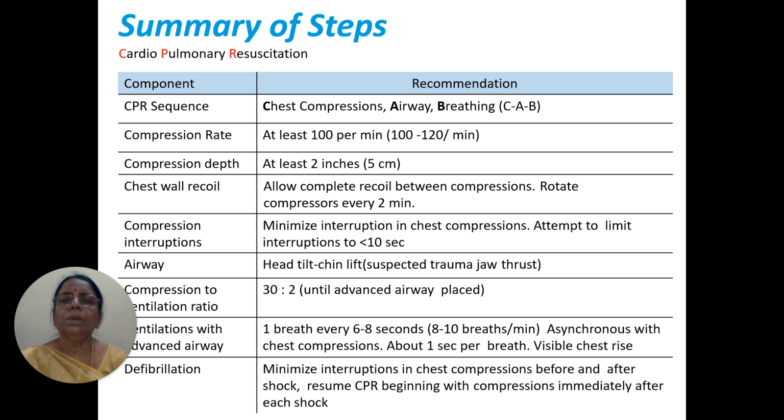Compression interruptions: minimize the interruptions in chest compressions, and attempt to limit interruptions to less than 10 seconds. Airway clearance: head tilt, chin lift; if trauma is suspected, jaw thrust. Compression to ventilation ratio is 30:2 until an advanced airway is placed. Ventilation with an advanced airway: 1 breath every 6 to 8 seconds, that means 8 to 10 breaths per minute, asynchronous with chest compressions. About 1 second per breath, and a visible chest rise should be there.